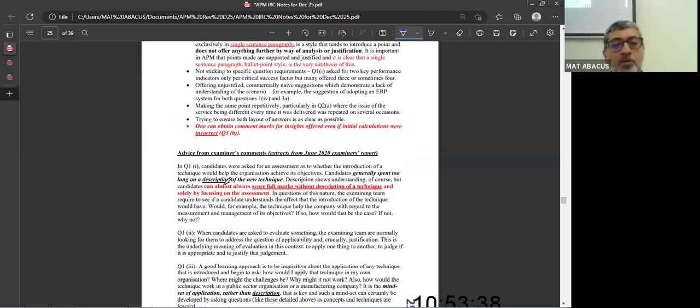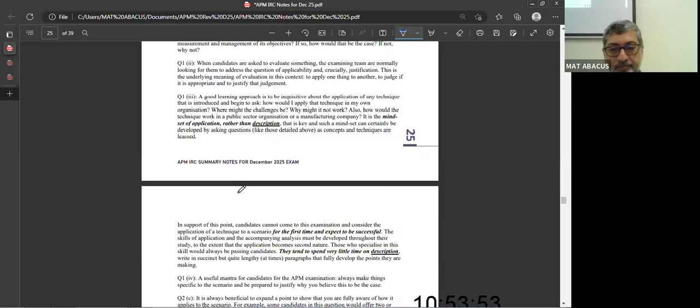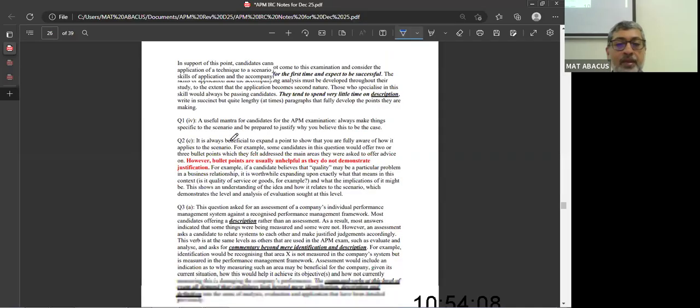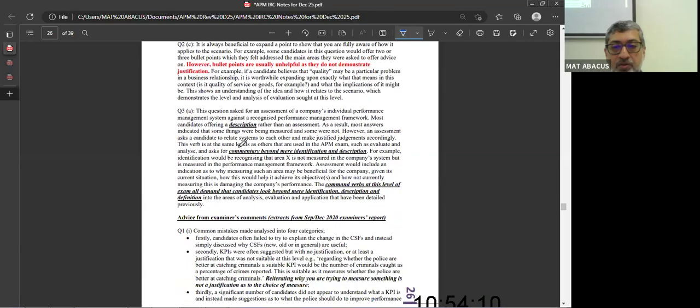I also mentioned you can almost always score full marks without description of a technique and solely by focusing on the assessment. So even if you don't do theory, students who score well tend to spend very little time on description. So minimize, I'm not saying don't, but minimize. Okay, so this is continuous.